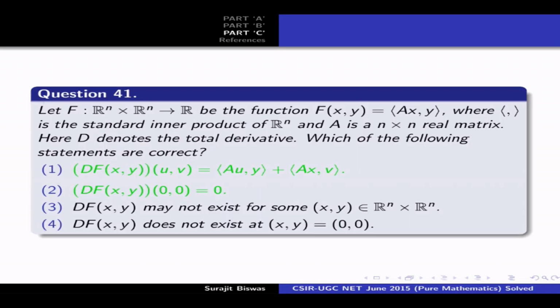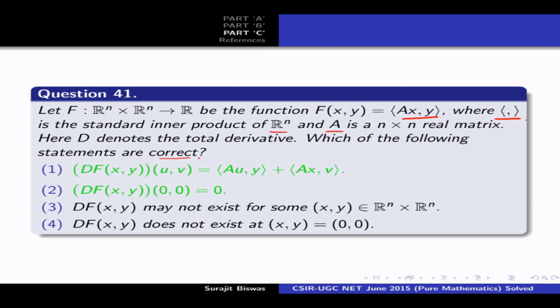So question number 41. Let f: Rn × Rn → R be the function f(x, y) = ⟨Ax, y⟩, where the inner product we are using is the standard inner product of Rn, and A is an n by n real matrix. Here D denotes the total derivative. Which of the following statements are correct?